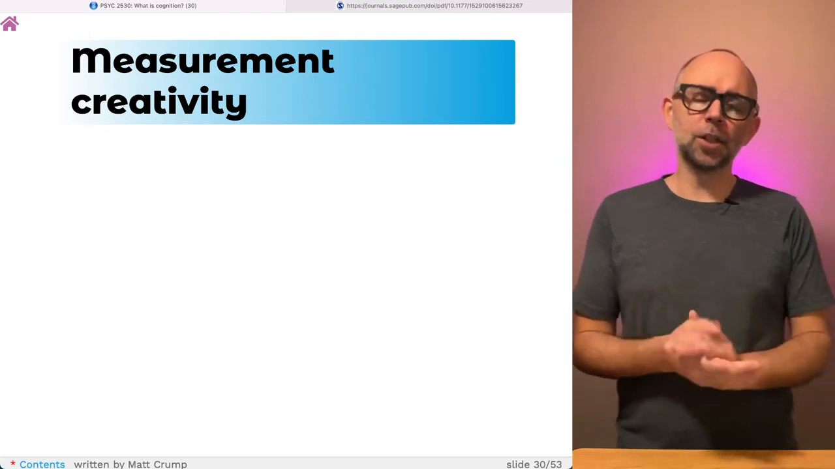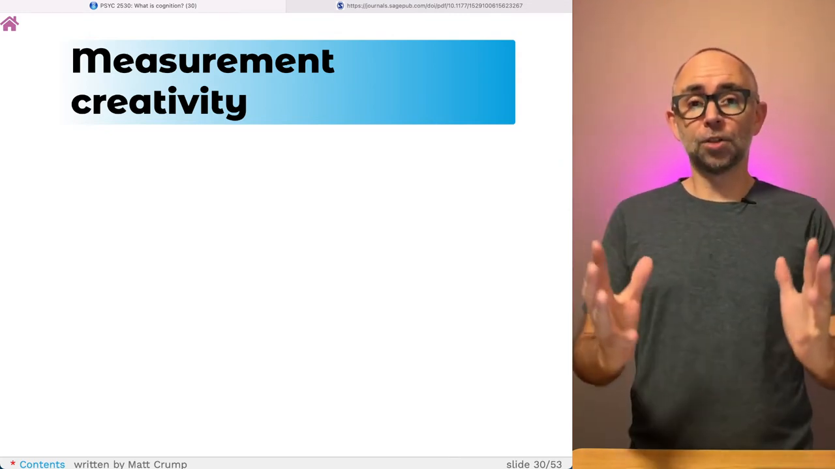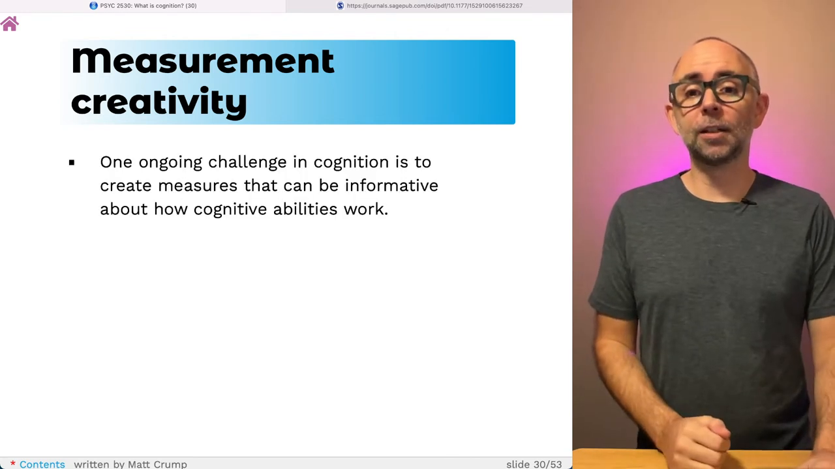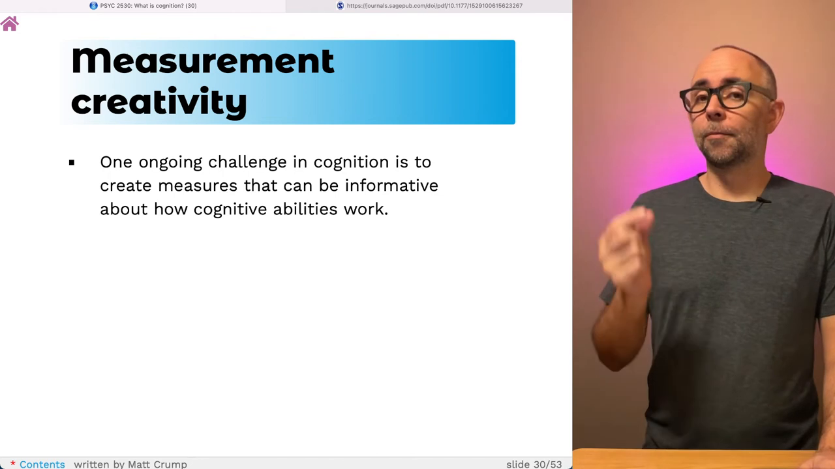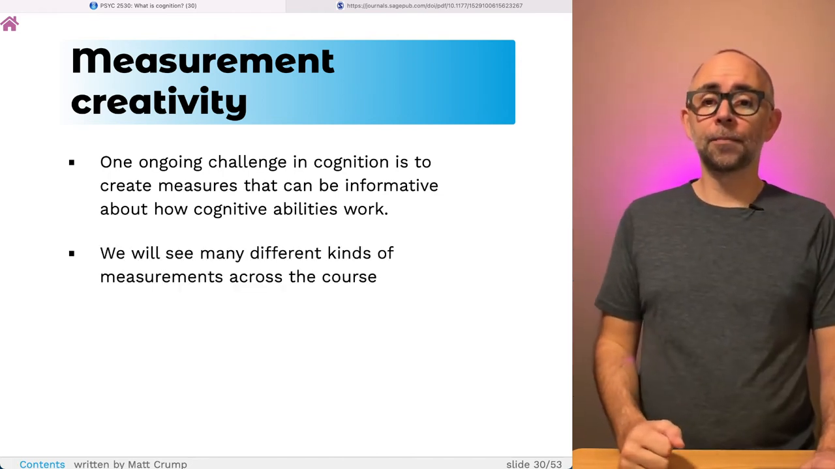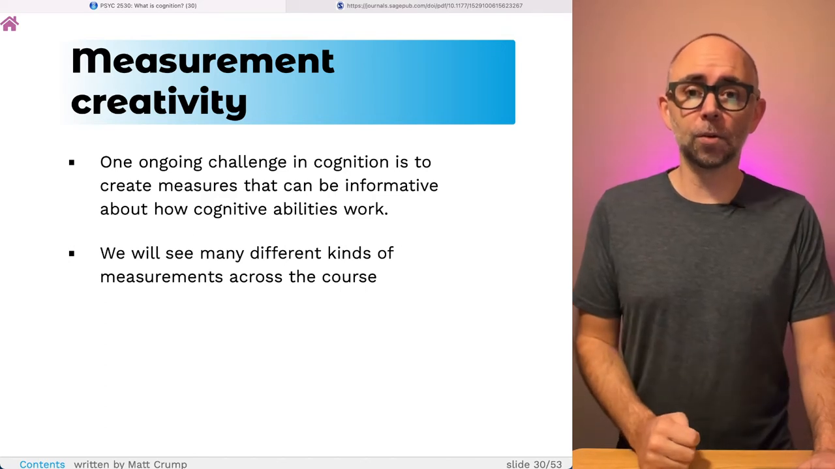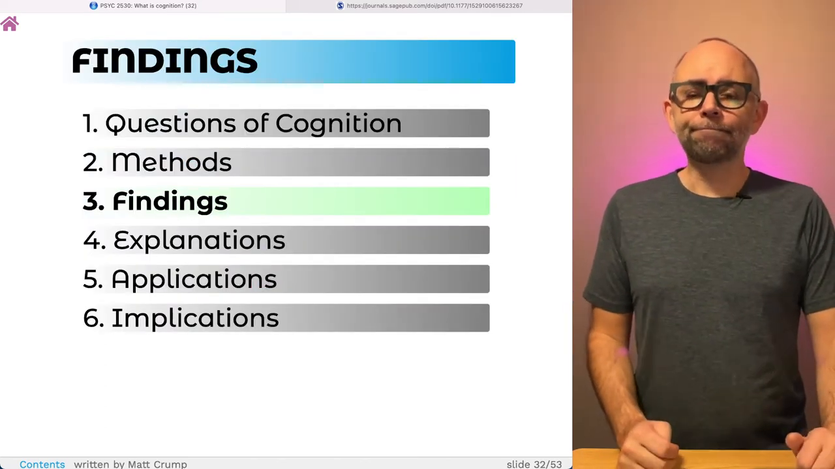Because of these kinds of issues, researchers do use a modicum of measurement creativity. They try to create and be clever about finding measures that will help them answer the questions they're interested in asking. We'll see lots of examples of this in the course. All right, let's get back to the reading experiment here.